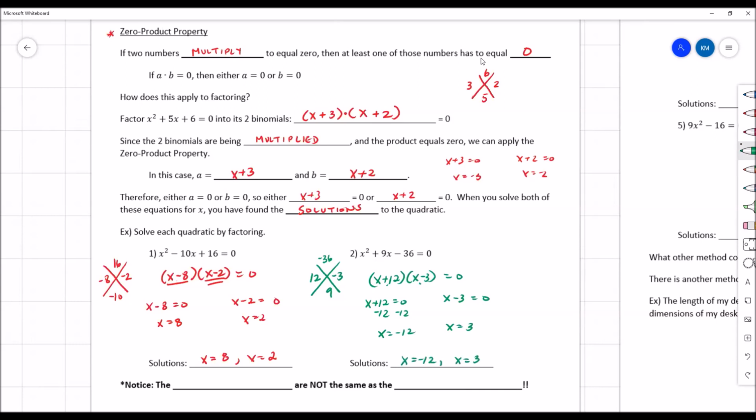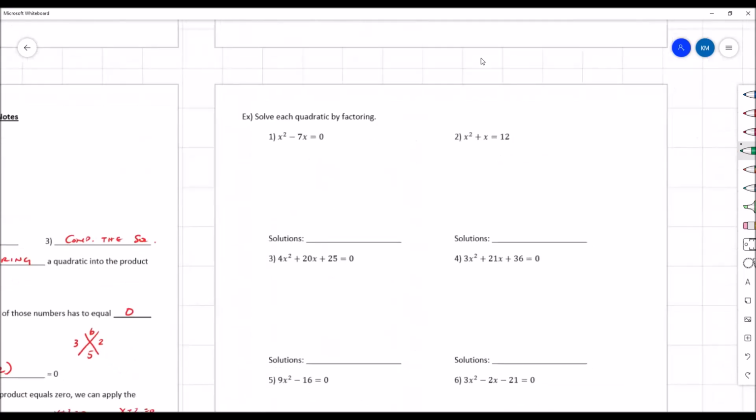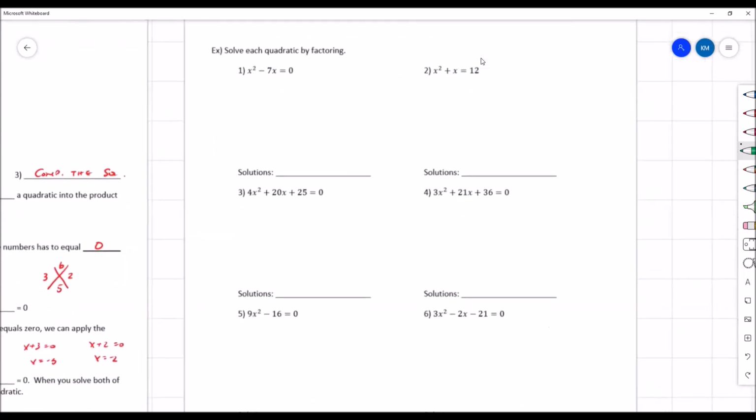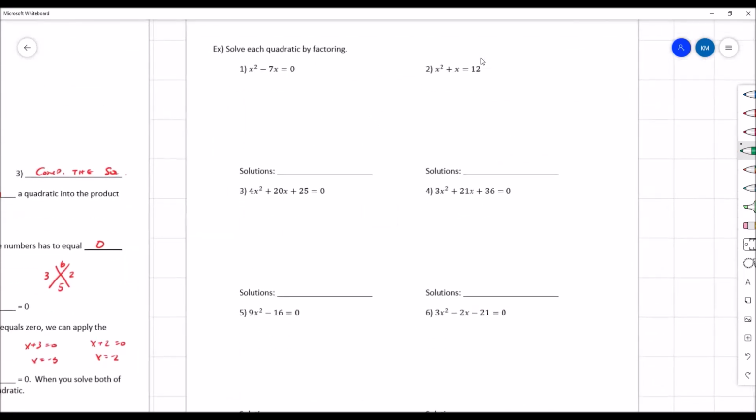Okay. Remember that the solutions are not the same as the factors. They've been really close here, but it's not always even really close. So don't find these x things and say, oh, plug it into the answer. It's not how it works. All right, let's look at some more examples here. It says solve each by factoring.